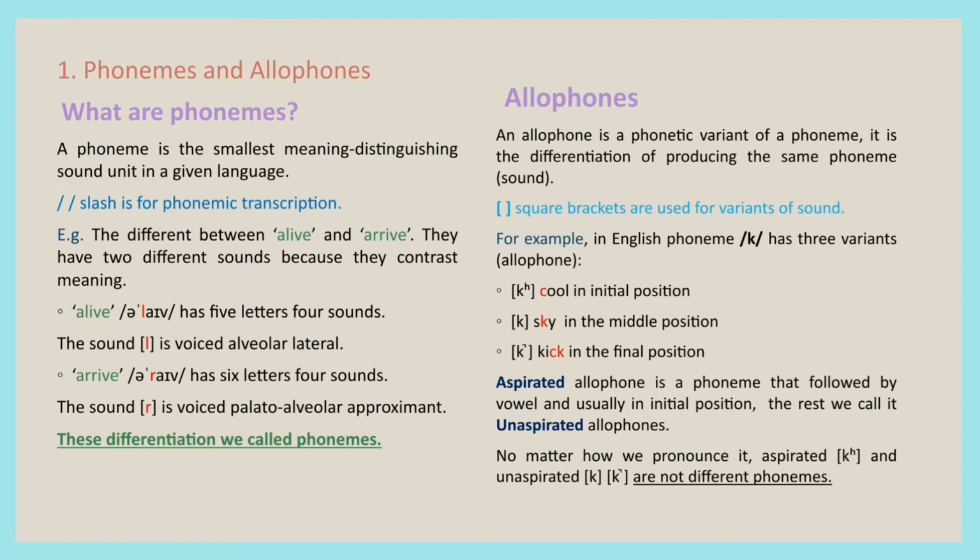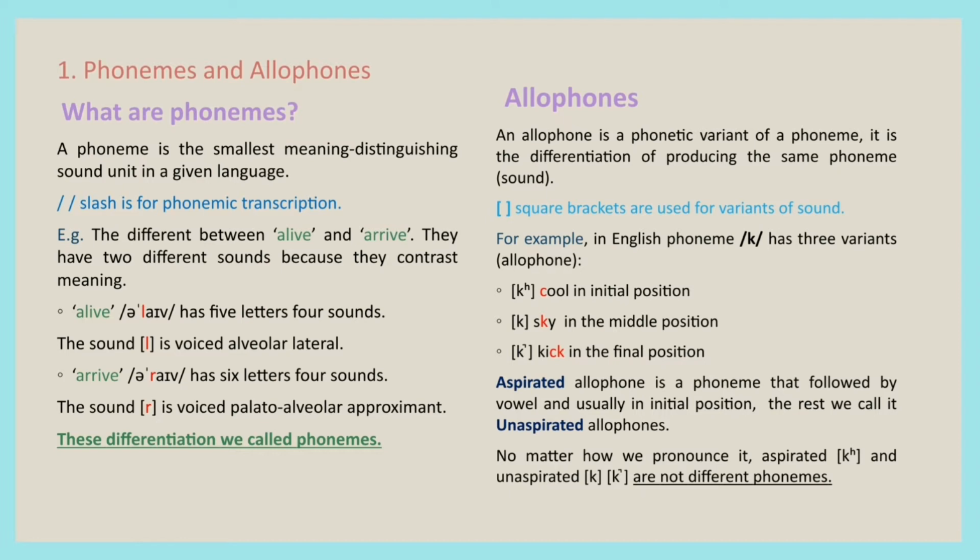The word alive has 5 letters or sounds, and the sound l in the word alive is voiced alveolar lateral. But the word arrive has 6 letters or sounds, and the sound r in the word arrive is voiced palato-alveolar approximant. So, this differentiation we call phonemes.